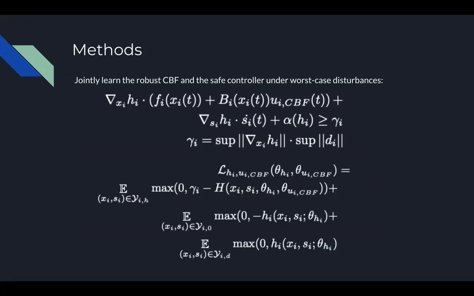We formulate the CBF conditions into the loss function L, and by minimizing this loss function, we enforce that the corresponding control barrier function conditions are satisfied under the most adversarial uncertainties within the safe set and in the dangerous sets, respectively.